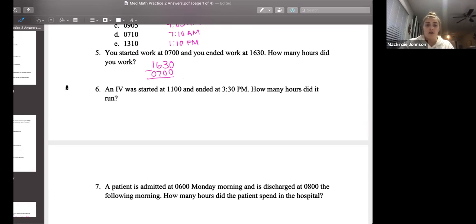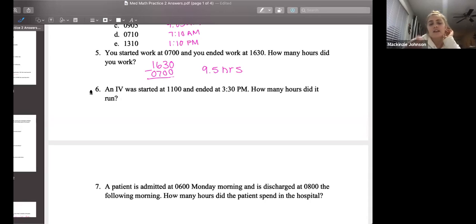The best way to set up these problems is usually to take the biggest number, which is 1630, and then subtract 0700 from it. In turn, that's going to give us 9.5 hours.